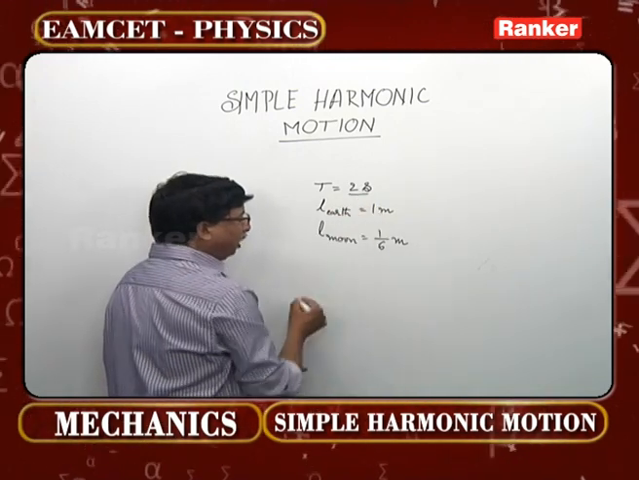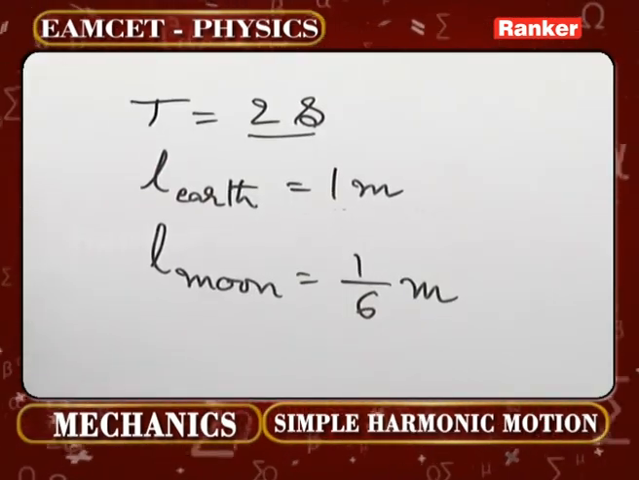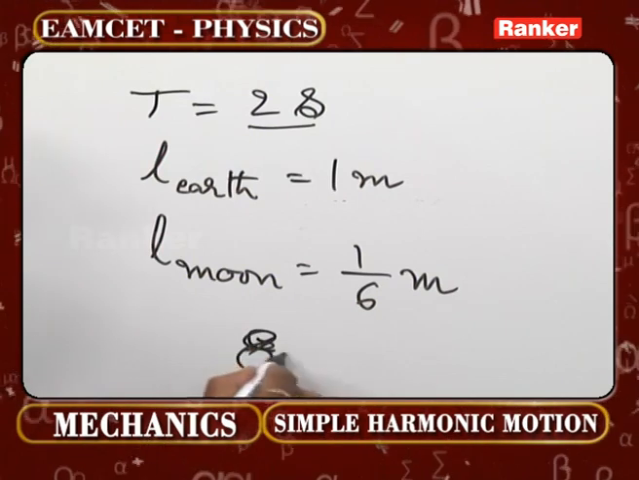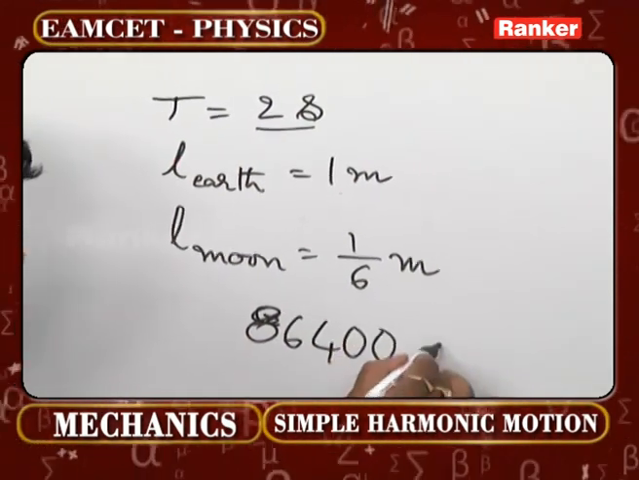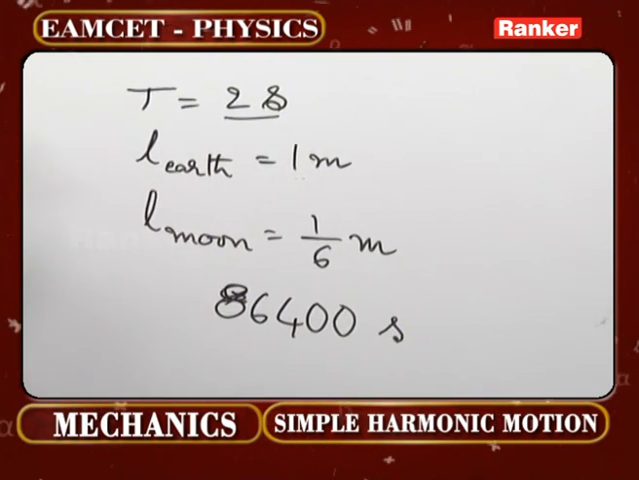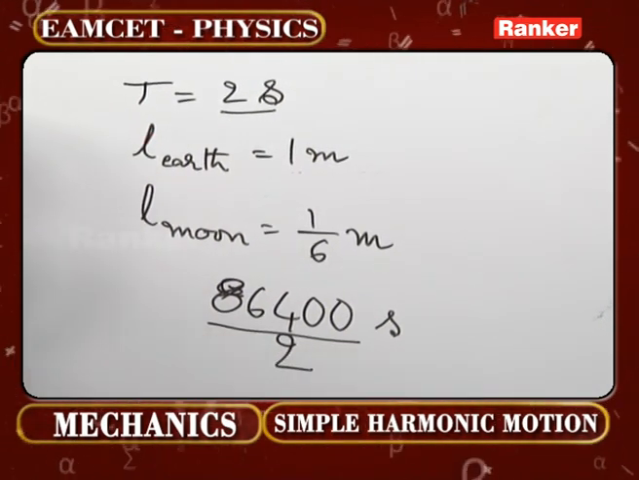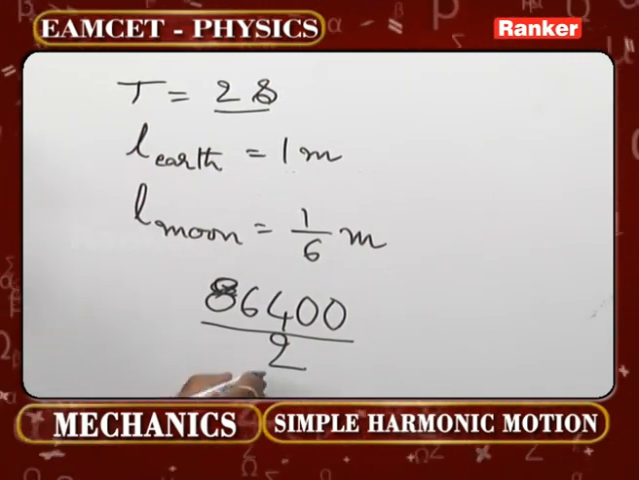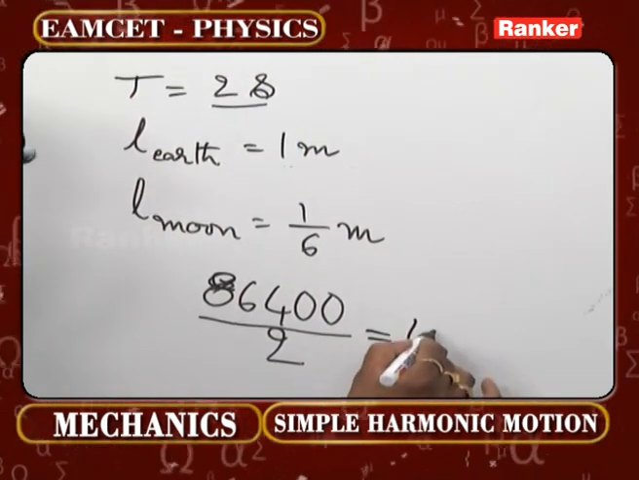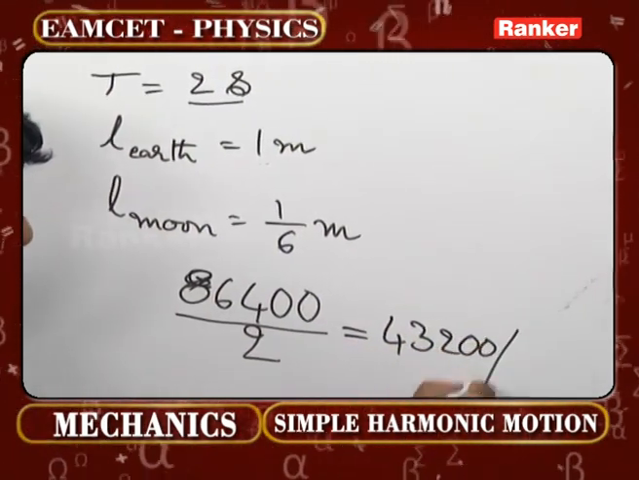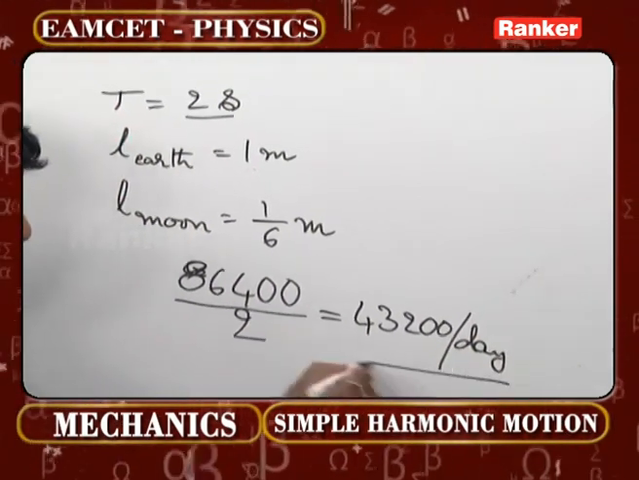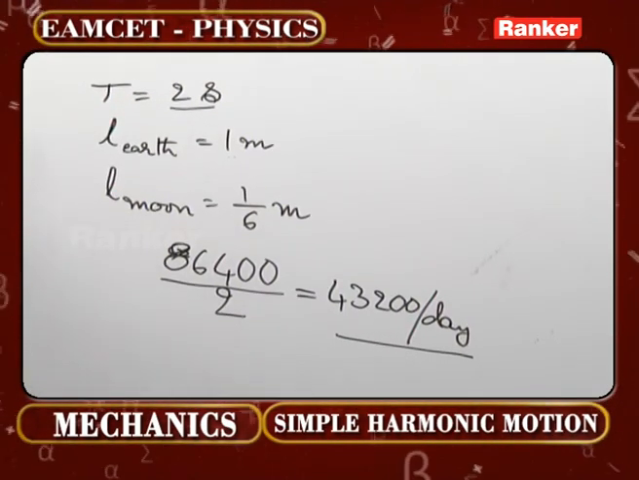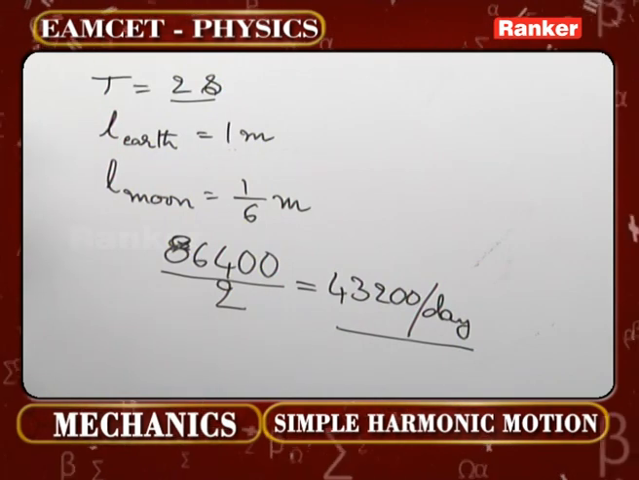In addition to that, how many times a second's pendulum is going to oscillate in a day? Of course, we know very well 86,400 seconds we have in a day. Then automatically the number of oscillations will be 86,400 by 2. What for by 2? You can better understand, for every 2 seconds it oscillates once. So how many times it oscillates in a day means 43,200 times per day that second's pendulum is going to oscillate. So whenever they talk about second's pendulum in any of the problems, these are the important features one should remember.